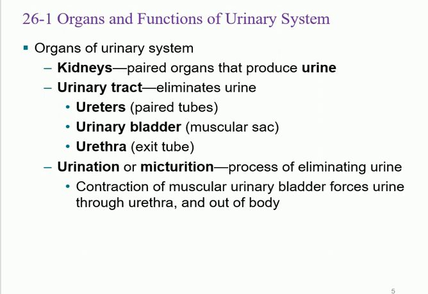So urinary system is kidney and tract. Kidney is where we make the urine. Tract is what eliminates the urine. Actually, it's what stores and eliminates. We have two ureters that take the urine from the kidney until it goes to the bladder. And in the urinary bladder, this is where it's going to be stored temporarily. And then the urethra is the exit.